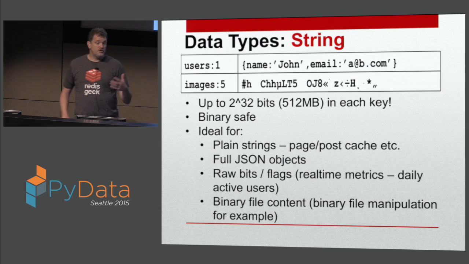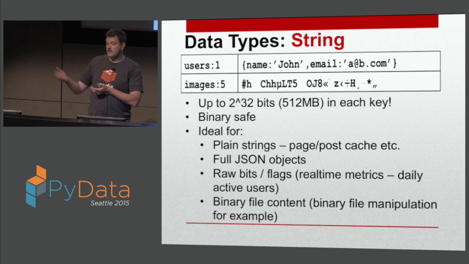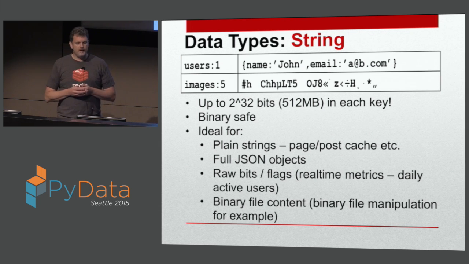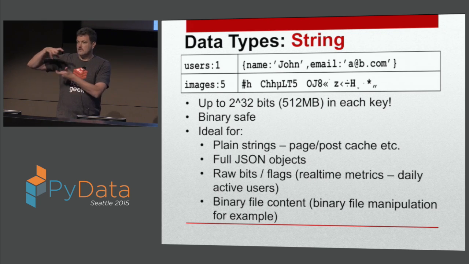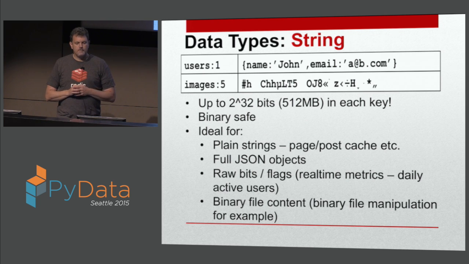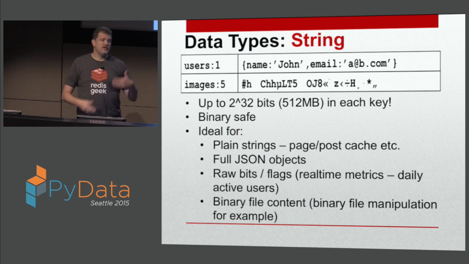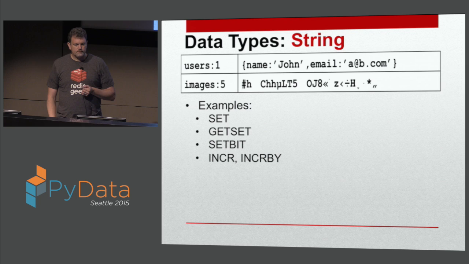You can do JSON. You can store your data as JSON in a string, just like you would in MongoDB or something like that. You can store little bits of data for real-time metrics, or like I said, active users. You might just keep that in a string instead of a table. You can store binary files, so if you're actually serving images, you can keep that in memory as well.